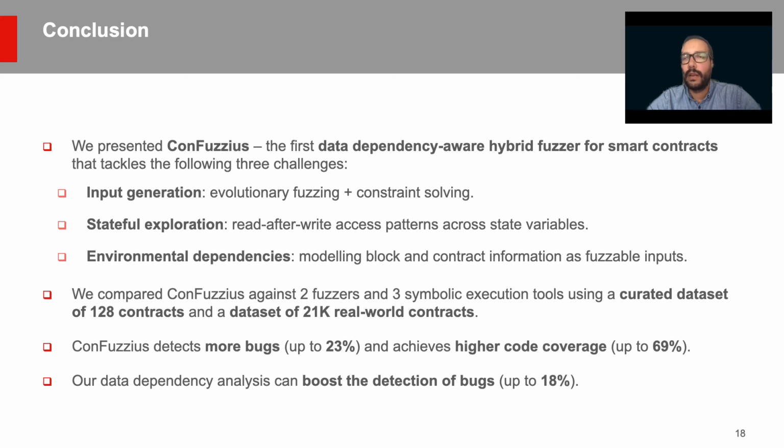We also compared ConFuzzius against 2 state-of-the-art fuzzers and 3 symbolic execution tools using 2 datasets: a curated dataset of 128 contracts and a dataset of over 21,000 real-world contracts. ConFuzzius was able to detect up to 23% more bugs and achieved up to 69% more code coverage than the compared tools. We also showed that data dependency analysis can help boost the detection of bugs up to 18%. These are just a few of our results. Please check out our paper for more details, even more results.